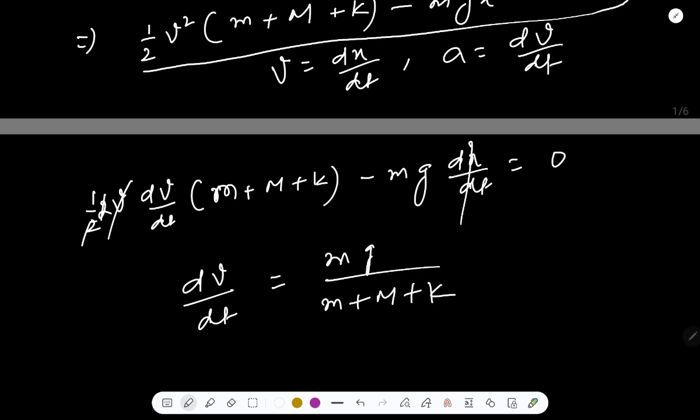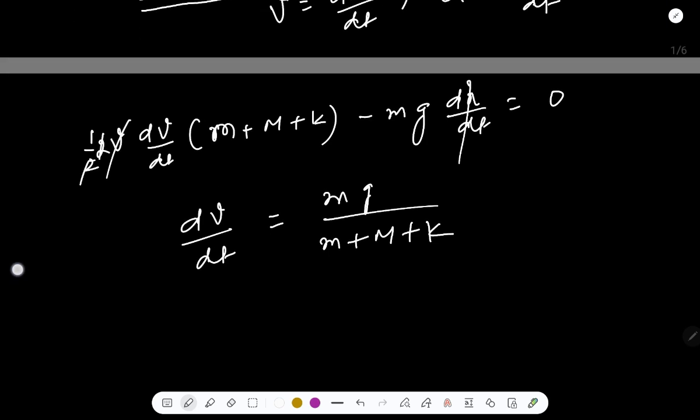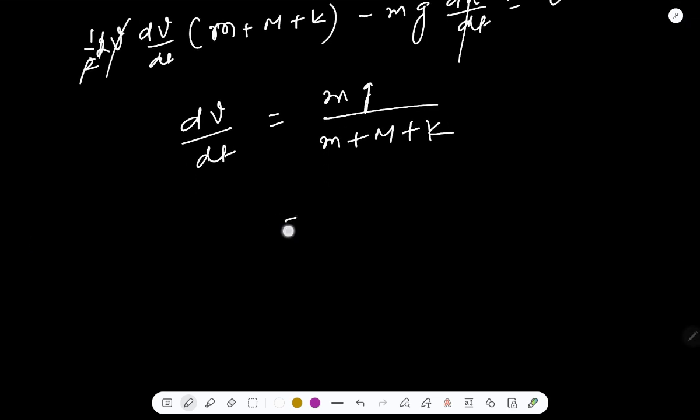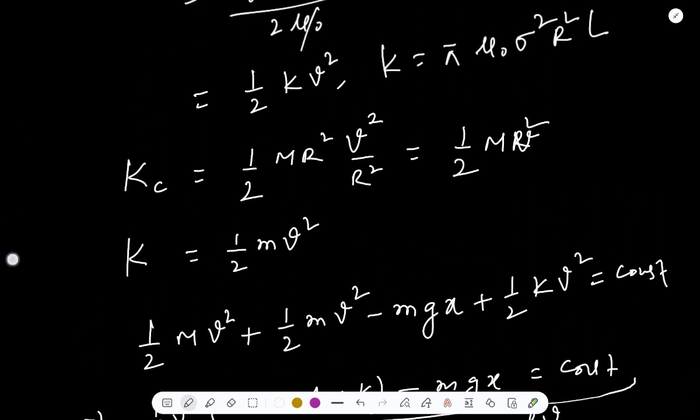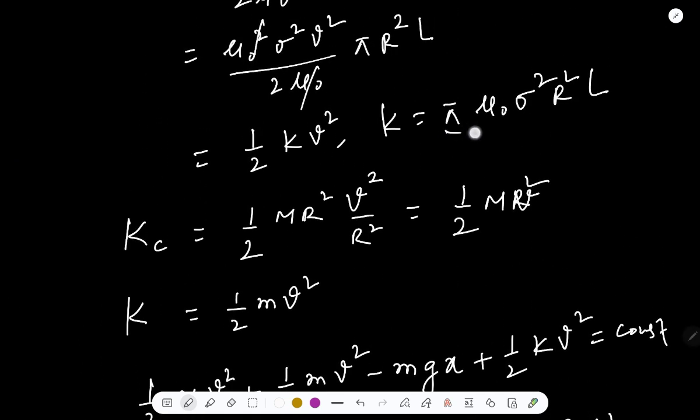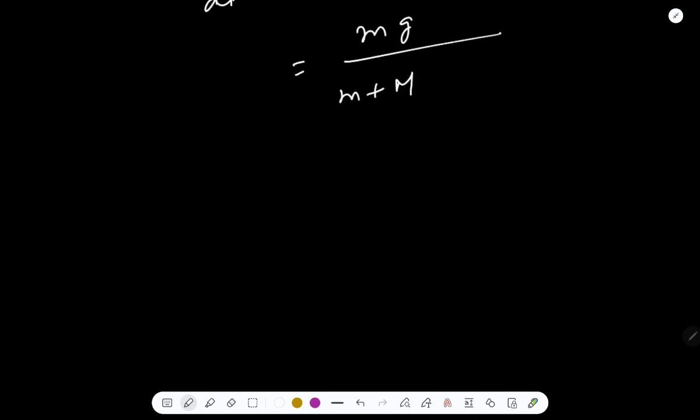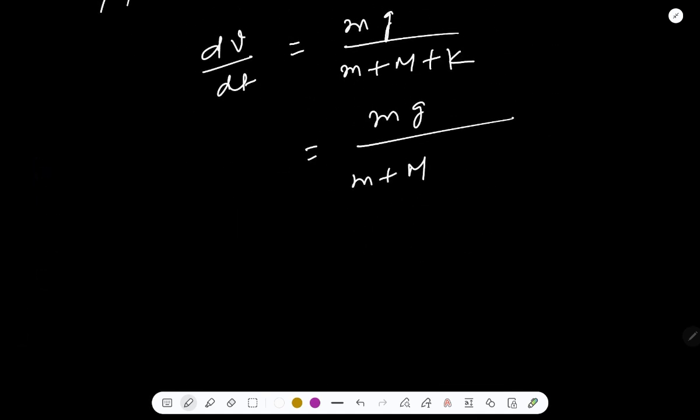Just write down the value of k and you will get the result for dv by dt. The acceleration is m g divided by m plus what was the value of k? k was pi mu naught sigma square r square l. Okay, so I'm going to write it, pi mu naught sigma square r square l, and this is the result.